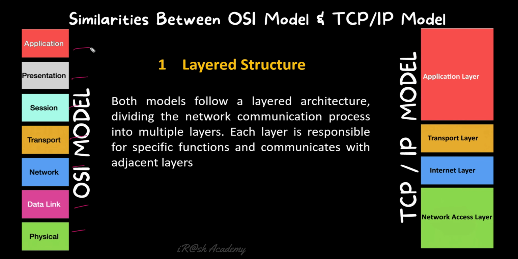In this way, each layer has its own functions and each layer communicates with its adjacent layer. The network layer communicates with the transport layer, and at the same time it communicates with the data link layer. So the data cannot move from the data link layer directly to the transport layer without the involvement of the network layer. The network layer communicates with both layers to make the network connectivity happen. So these are the similarities between the OSI model and TCP/IP model in their layered structure.